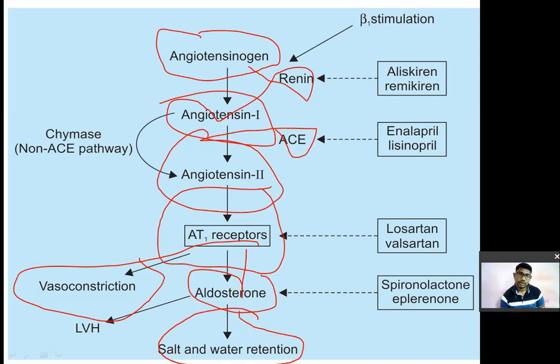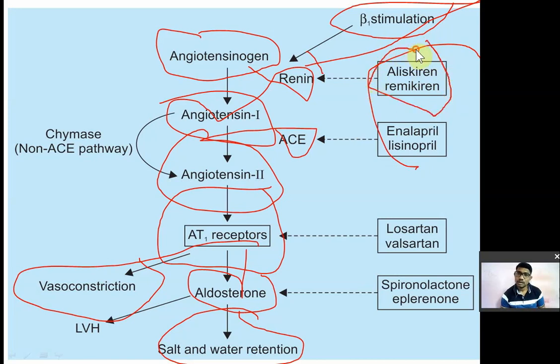Okay. Now, beta 1 receptor stimulation increases the renin release. So that's why beta blockers prevent the release of renin. After that, renin antagonists are used: aliskiren and remikiren. Aliskiren and remikiren are the two drugs known as renin inhibitors. They will block the function of renin and prevent the formation of angiotensin 1.